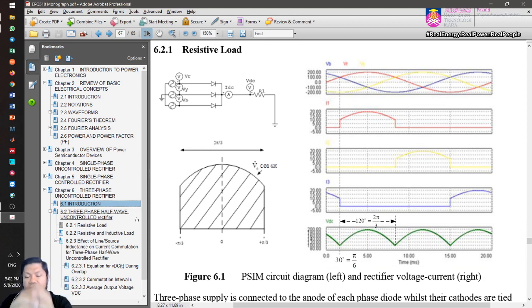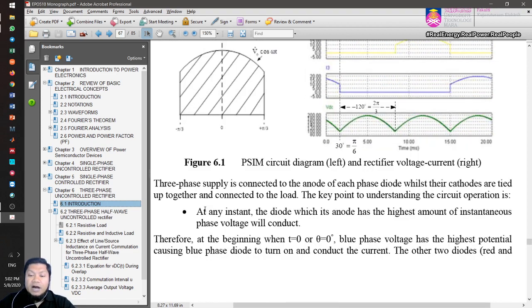So therefore, that's why the midpoint converter here is also known as a 3-pulse rectifier, because the output voltage consists of 3 pulses of waveform. Okay, I hope you understand that. Right, so now we're going to continue on deriving the output voltage.